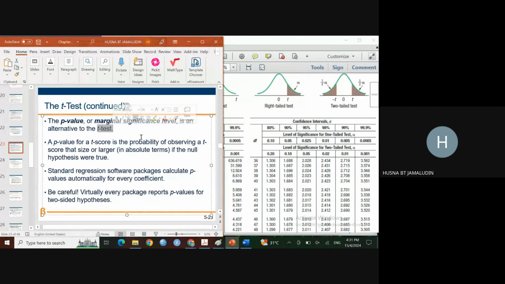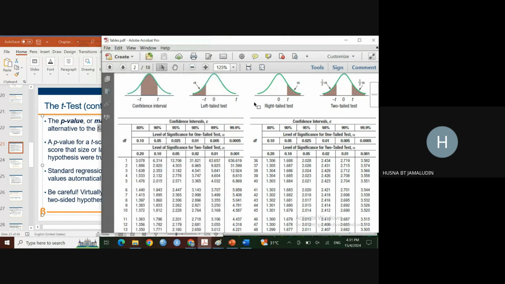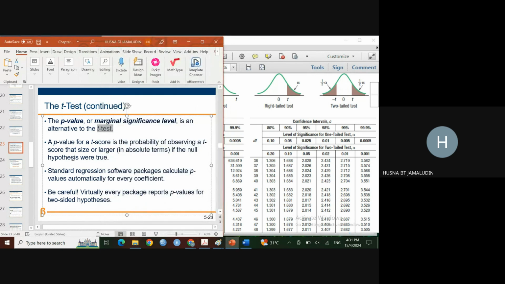If you want to know whether the variable is significant in affecting the dependent variable, you have to compare your t-test with the CV, and then how do you find the CV? You have to go to the t-table. It will take some time. But by looking at the p-value, in a second, you know that this variable is significant. A p-value for a t-score is the probability of observing a t-score that size or larger if the null hypothesis were true. This is just the definition.